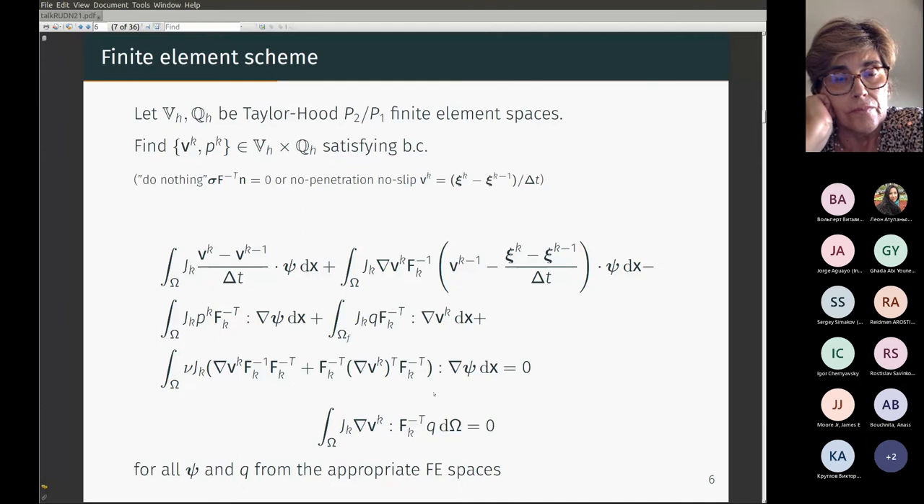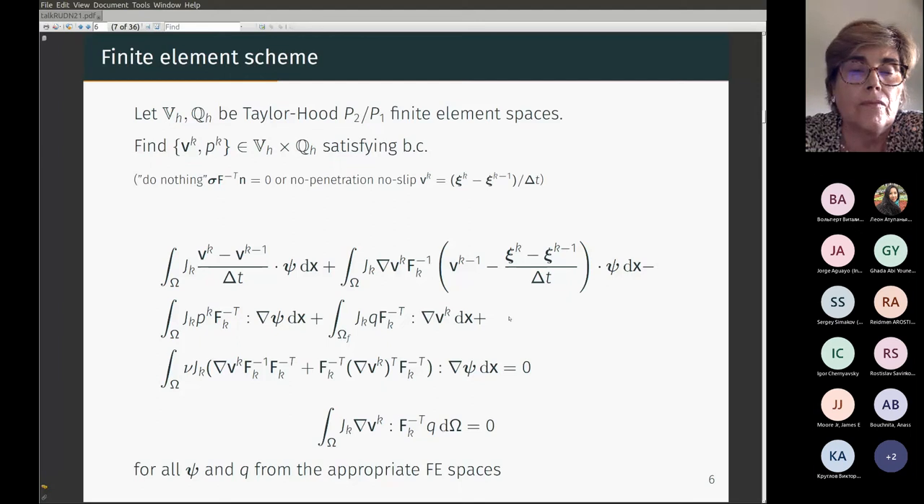discrete equations, which contain only linear terms. The nonlinear term is linearized because we take the factor in the braces here from the extrapolation from the previous time steps. And thus, this system of equations is a linear system.